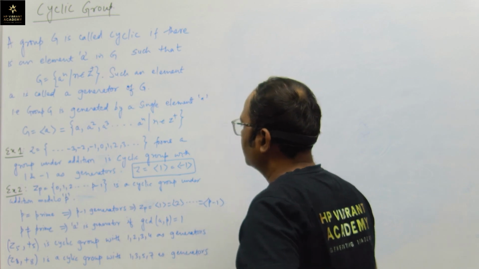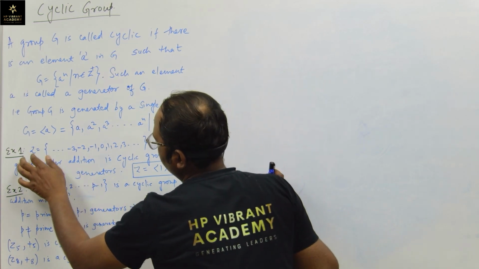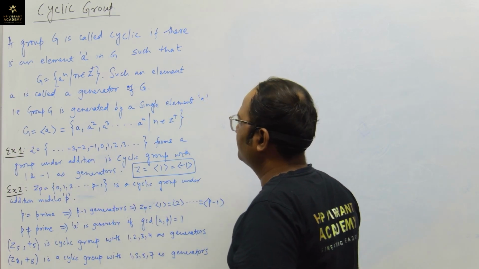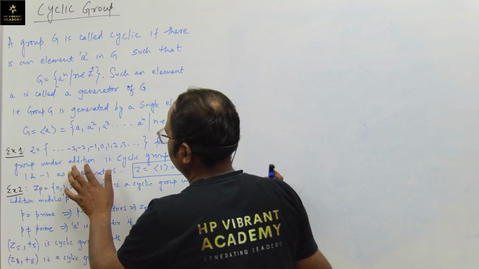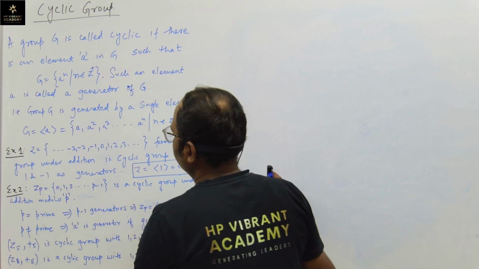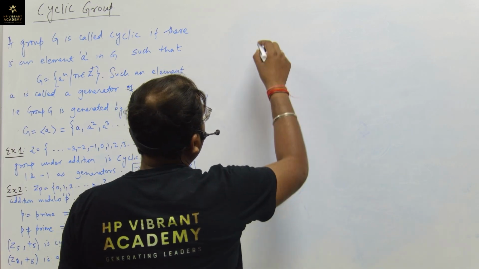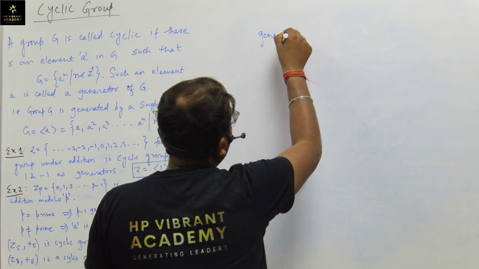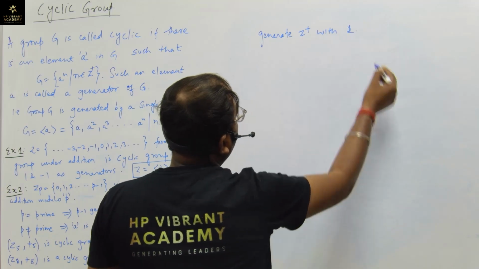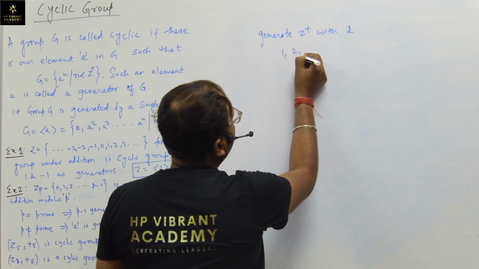Now let us take some examples. We have Z, the integers. Z forms a group under addition, and this Z is a cyclic group with 1 and minus 1 as generators. How can we generate any element with 1? Let us generate Z plus with 1. Let us operate this, so 1, 2, 3, 4.